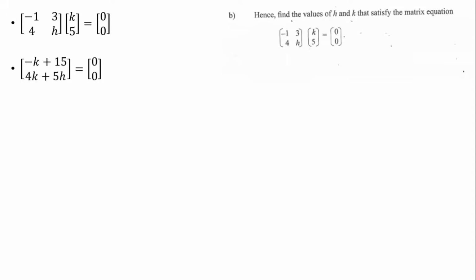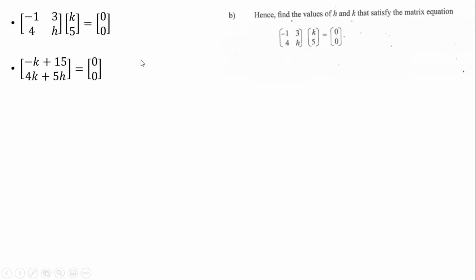Part B now says, hence, find the values of h and k that satisfy the matrix equation below, which is [-1, 3; 4, h] multiplied by [k; 5] is equal to [0; 0]. So since we have that, we write that back. From the product we worked out previously in the other question, it would have worked out to -k plus 15 and 4k plus 5h. So that is what we're equating to 0.